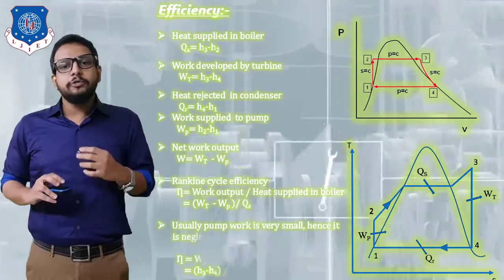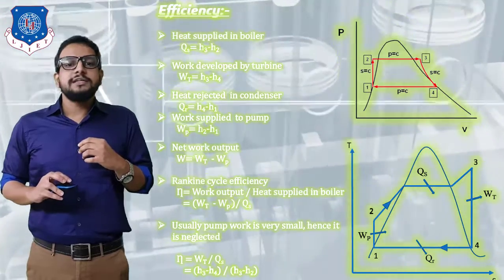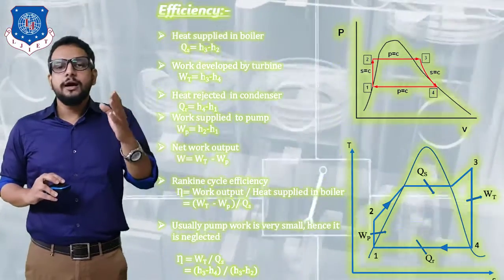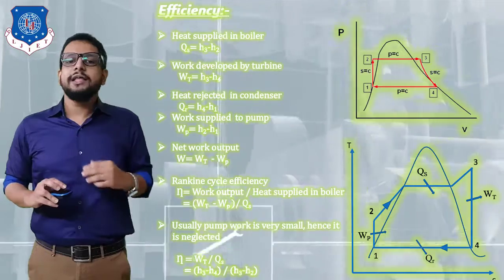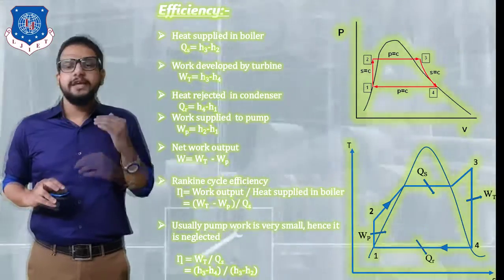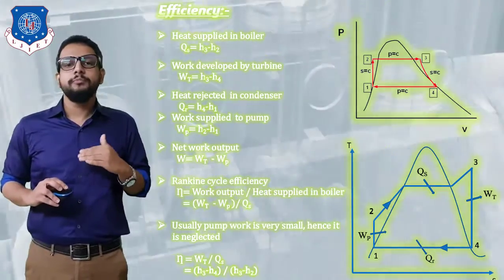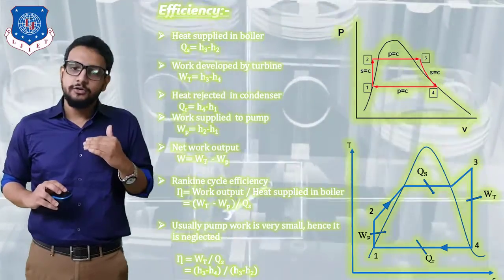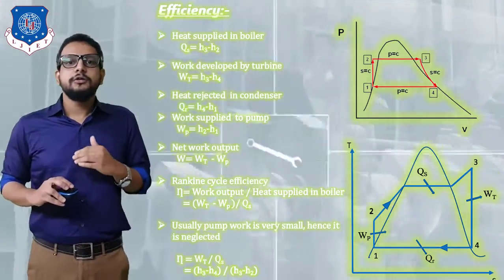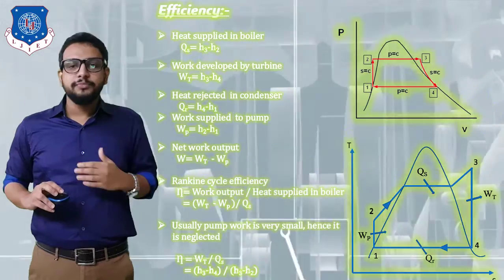So we are directly going to write the efficiency formula, that is eta is equal to WT upon QS, and in terms of enthalpy we can write it is equal to H3 minus H4 upon H3 minus H2. So this is the final equation to determine efficiency for the Rankine cycle.